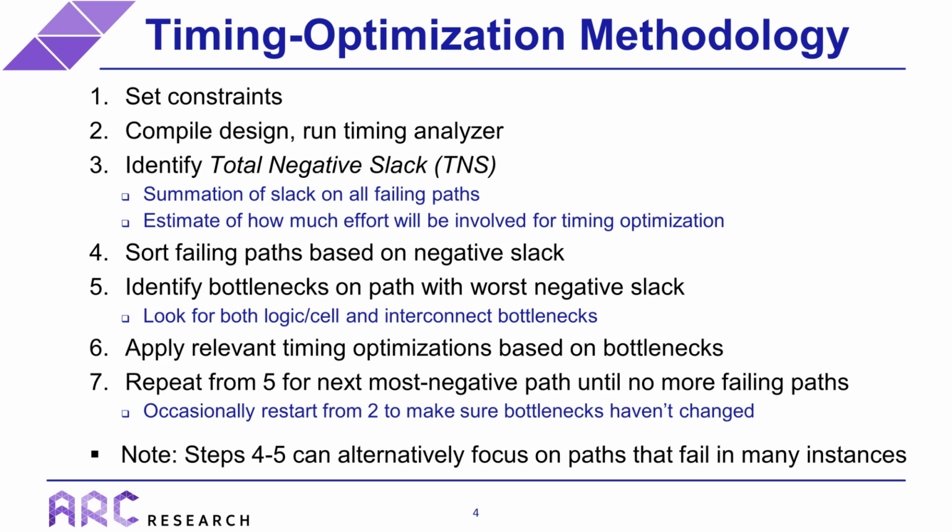So after identifying those bottlenecks, you will then modify your code to apply one of the upcoming timing optimizations to eliminate that bottleneck. You then jump back to step 5 and repeat the analysis and optimization for other paths until there are no more failing paths in your design.